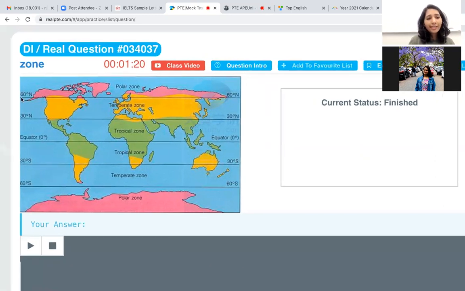From the image I can see 60-30 equator. From the image I can see 30-60 degrees south. From the image I can see 60-degree north. From the image I can see 30-degree north. From the image I can see equator 0 degrees. From the image I can see 30 degrees south.